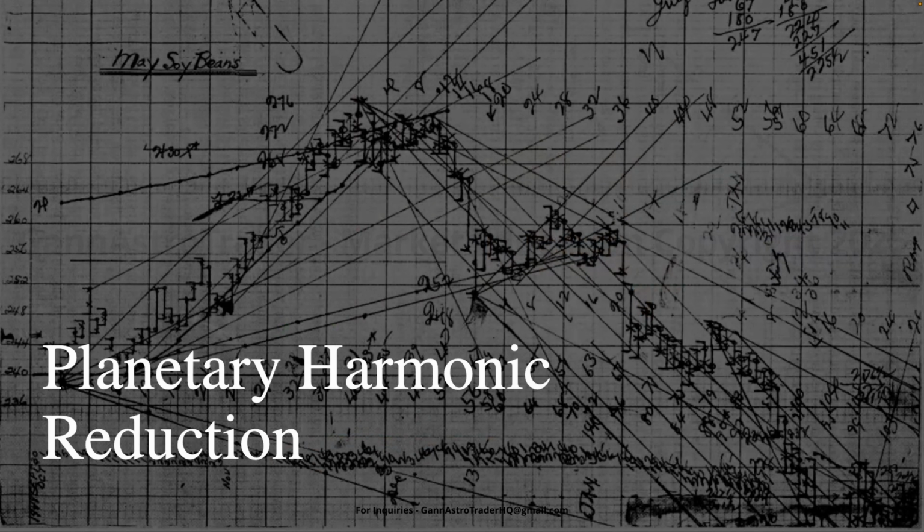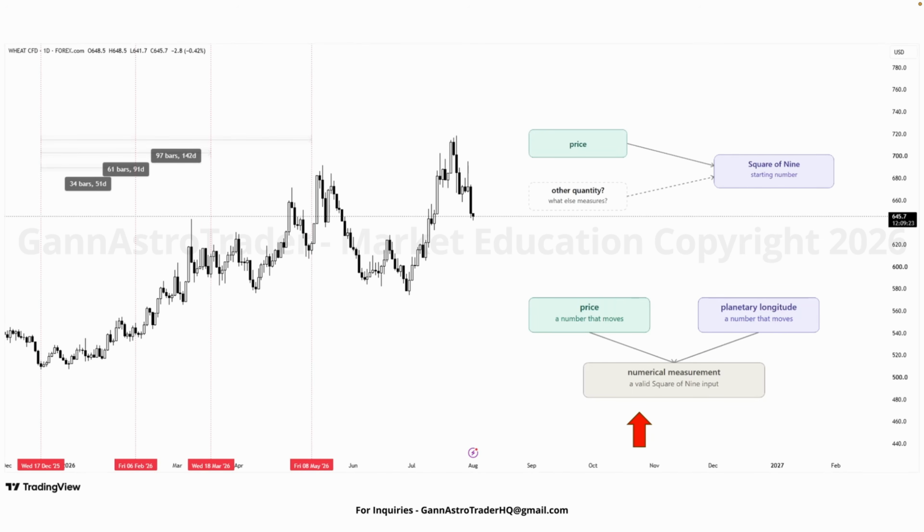So far, we've been using price to generate our square of 9 starting number. We measured the market move, applied our mathematical transformation, and projected future timing. But what if price isn't the only source of information? What if another measurable quantity could also generate a valid starting number? What if we used a planet instead of price?